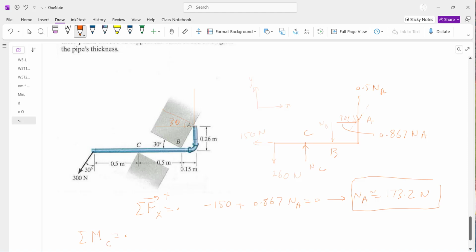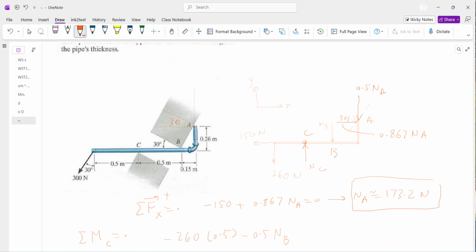What that means is you don't have to worry about this unknown because it won't contribute to the rotation. It vanishes the rotation due to NC. But that one also vanishes. 150 passes through C, but 260 makes a negative rotation. Minus 260 times 0.5 because that's clockwise. And then NB also contributes to a negative rotation, and the arm of rotation for NB is 0.5 NB.